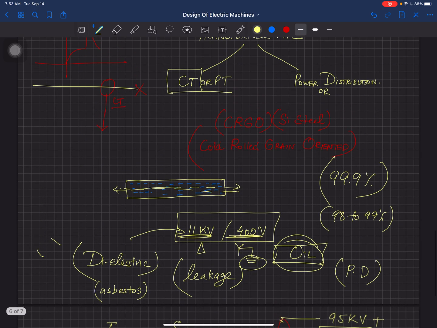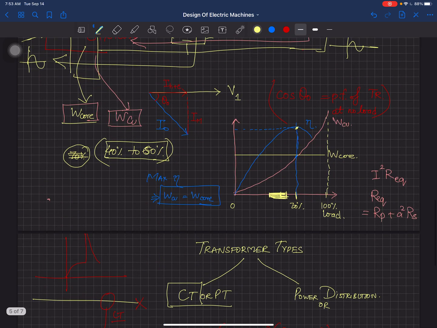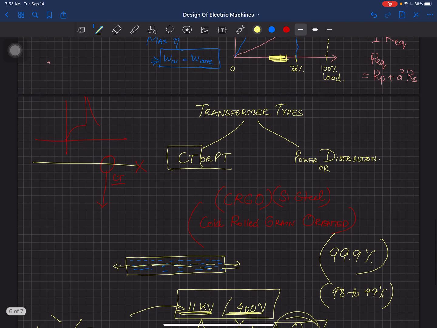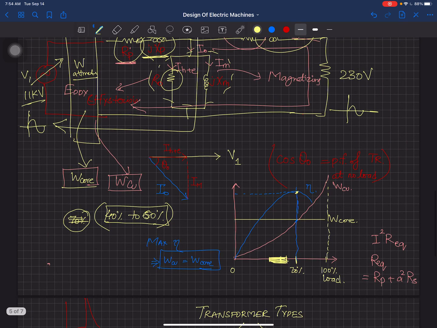I've given a little brief overview of a transformer. We discussed the equivalent circuit. We discussed the maximum efficiency curve. I talked about different types of transformers, CT and PT. For CT and PT, when time comes, I will discuss a little bit in depth on CT when we've done the transformer design, because this is a very expensive device.